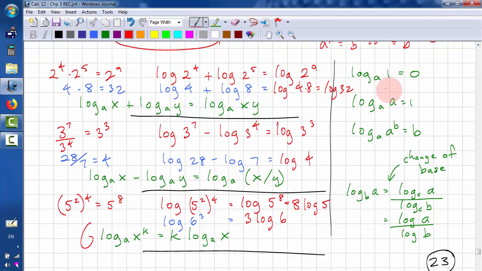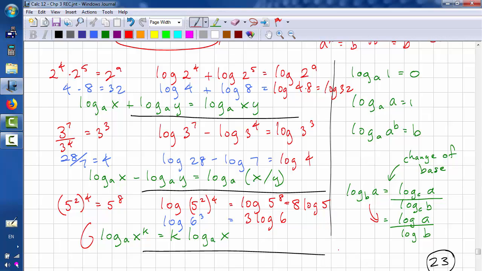And some other log properties. Log a of 1, that's always 0. Log a of a is 1. Log a of a to the power of b is b. And change of base. So this one's important as well. So log b of a, if we're changing it to log base c, we do log c of a divided by log c of b. And to convert it just to a common base, log a over log b. So if your calculator doesn't have a base function, you can just do log a divided by log b.